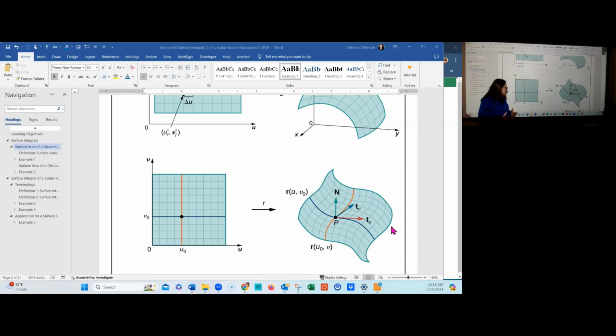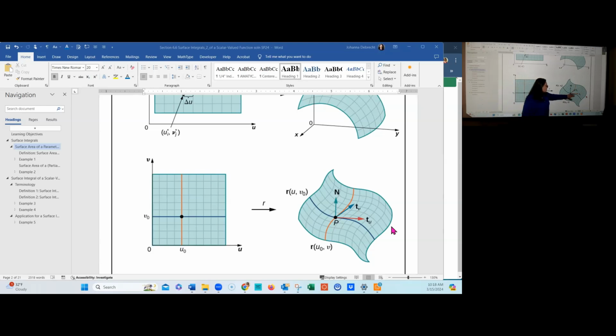I can do the same thing by holding U constant and allowing V to vary, which will give me this orange line here in the UV parameter domain. And that translates into this line here. And then, of course, what I'm doing is I'm finding the directional derivative along that particular line.